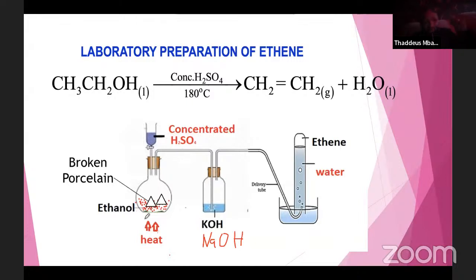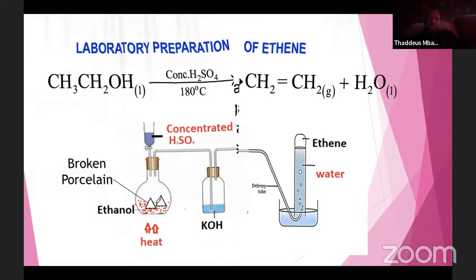So the broken porcelain just prevents bumping and makes sure that the flask does not break. So somebody can ask about the broken porcelain and also the sodium hydroxide.